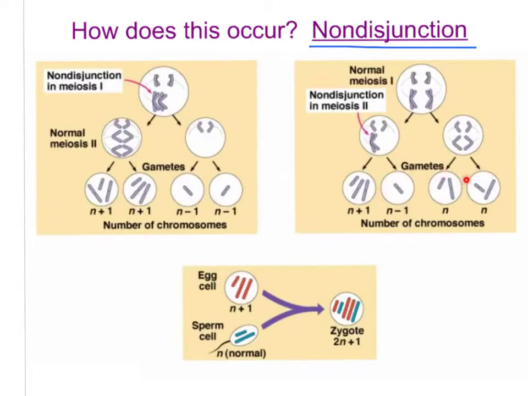What happens is if you get an egg cell that has that extra chromosome in it, for example, or vice versa, it could be the sperm cell, but then it carries out fertilization with the opposite gamete, you get a zygote that has an extra chromosome. And that Down syndrome is a genetic disorder that is caused by non-disjunction.